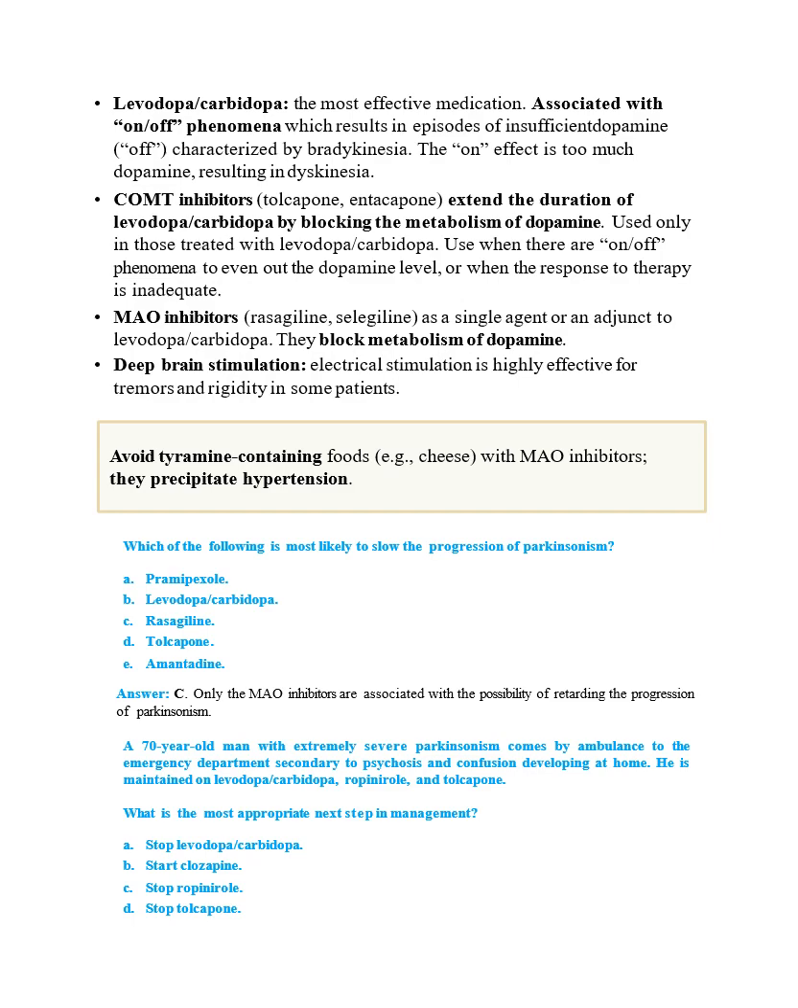Also, there is a clinical tip here which states that we need to avoid tyramine-containing foods such as cheese with MAO inhibitors. They precipitate hypotension.